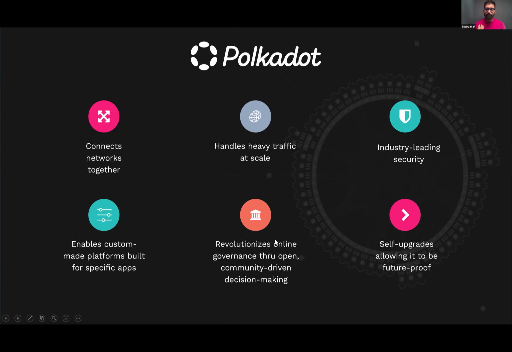Governance. So governance is pretty unique on Polkadot. As far as I can see, if you look at all the blockchain ecosystems, Polkadot has the most sophisticated governance mechanism. And finally, we have self-upgrades. Okay, so there were a couple of questions related to self-upgrades as well. So I'm gonna handle them when we get to that section.